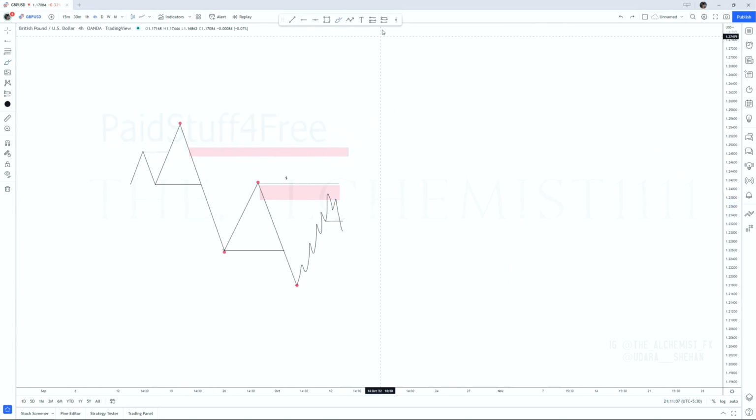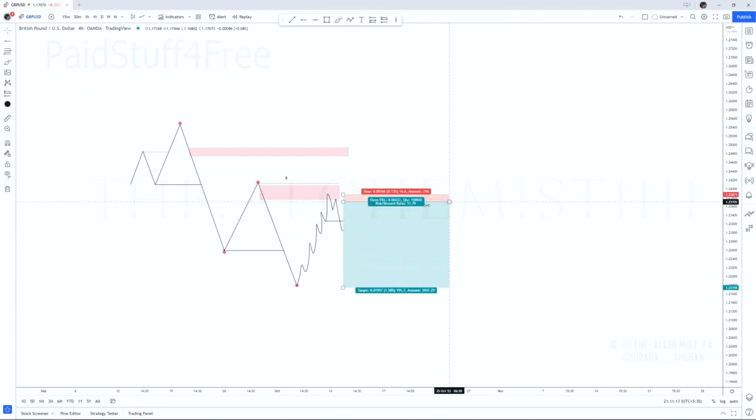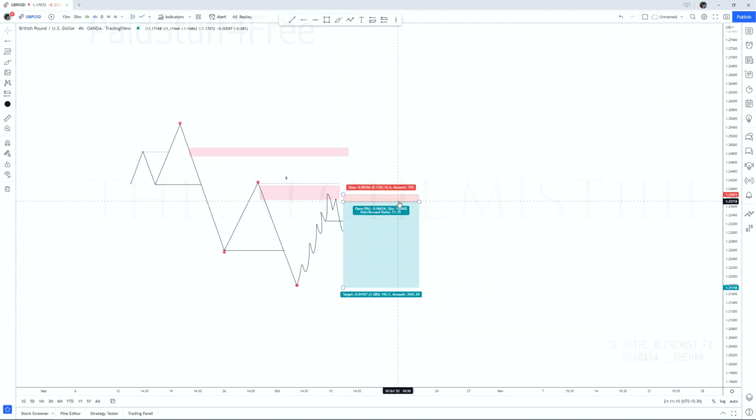So what they would do is once it goes back up, they'll sell it, stop loss above that newly created high, and they'll target lower prices once again. So that way they can increase the risk to reward, right? So this is what the majority of the traders would do. We know that. This is what the majority of the traders would do.